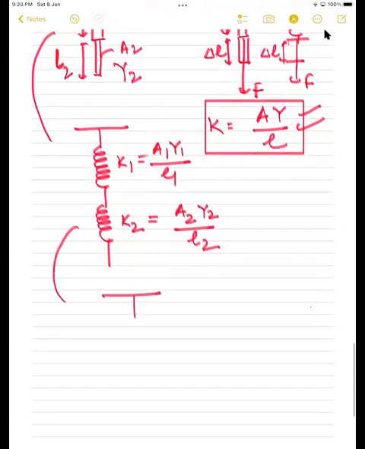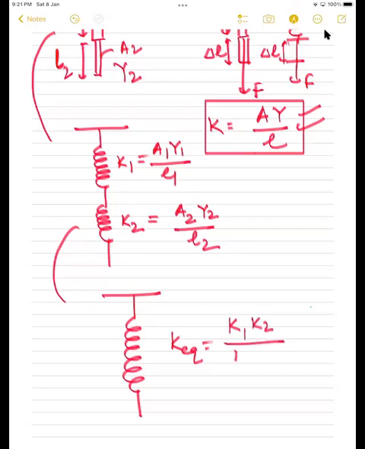We combine these two and we get the equivalent spring. For springs in series, the equivalent is K1 into K2 by K1 plus K2, as I taught you in work, energy and power. Do you remember? So this concept will also be applied in some of the questions. This is the combination of rods in series.